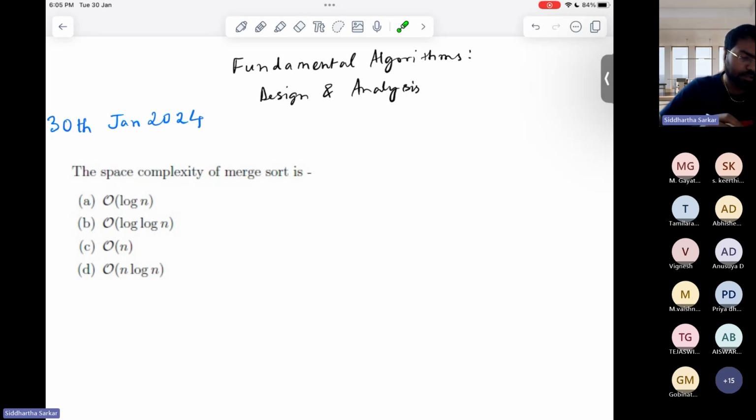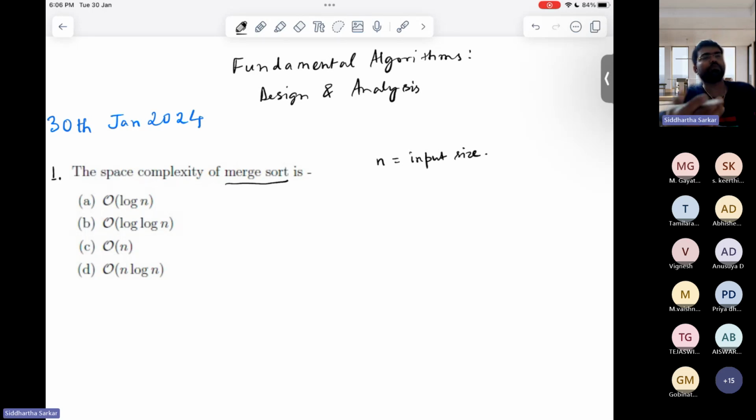Right, so let's start with the first question. So this is question number one. So here we are asking, what is the space complexity of merge sort? So we have seen a sorting algorithm called merge sort, and we are asking how much space this algorithm takes. And when we ask about space, we ask space in terms of the input. So n here is the input size. So you can think of it as the number of numbers that are given to us for sorting.